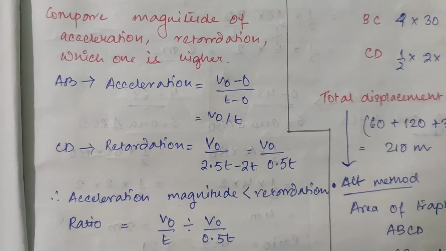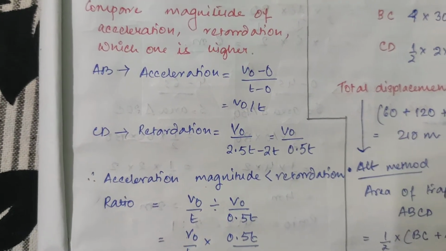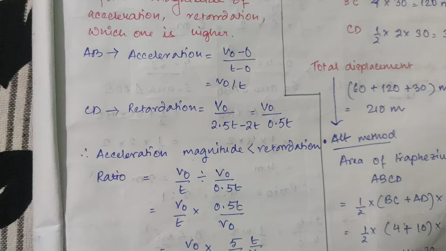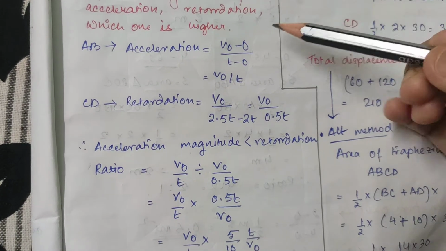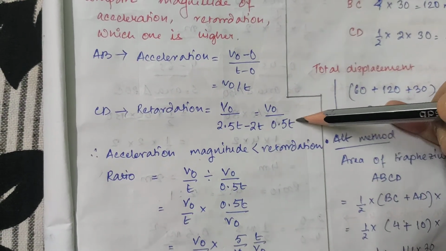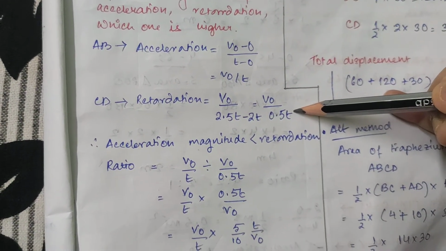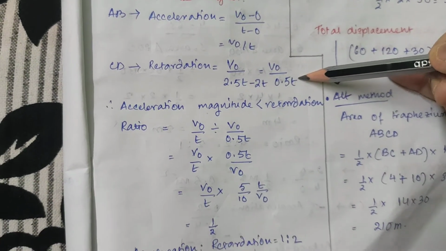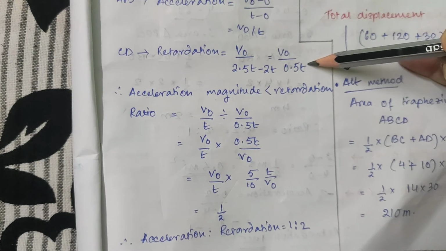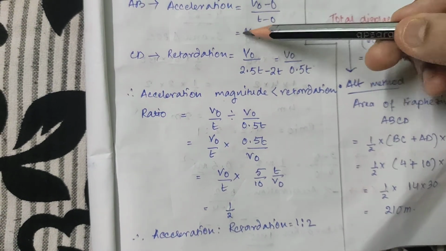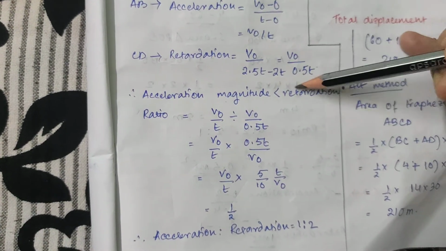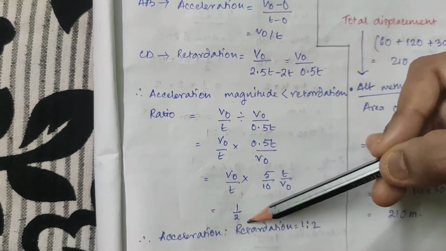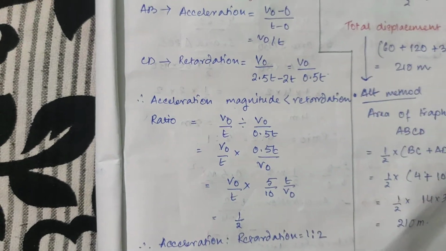So which one is greater? Obviously the magnitude of retardation. Why? Because the denominator is less in this case. Now we will have to compare. Compare means we have to find the ratio of acceleration to retardation. Simply divide V0 by t by V0 by 0.5t. I have done the division and I have got 1 by 2. So the ratio is 1:2.